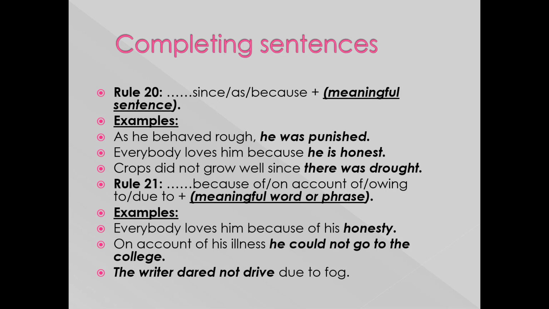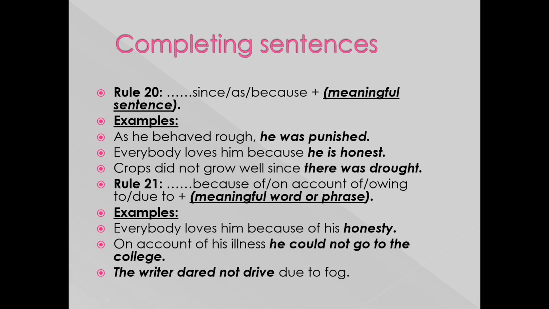Like this: everybody loves him because of his honesty. You can never write everybody loves him because of he is honest. No, you can never do this. You have to say a word or phrase after because of. Everybody loves him because of his honesty, because it's a simple sentence. Because of, or on account of, or owing to, or due to, these are actually used in simple sentences. Clear?